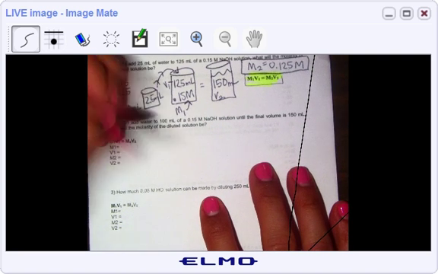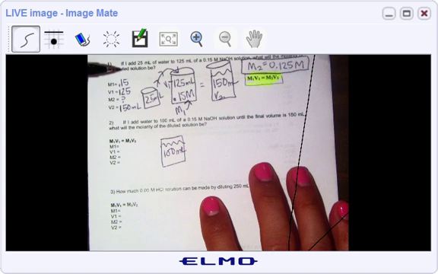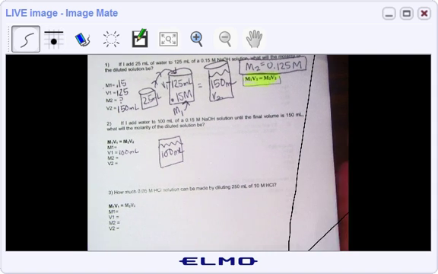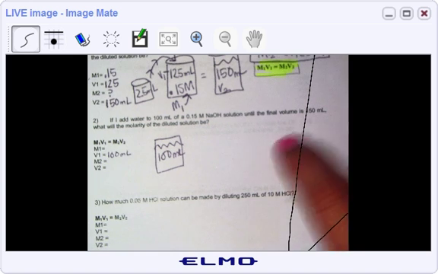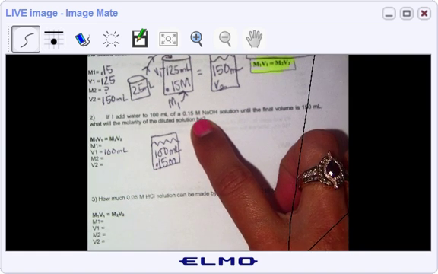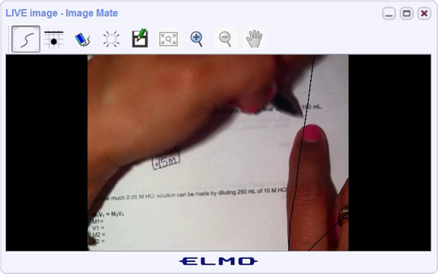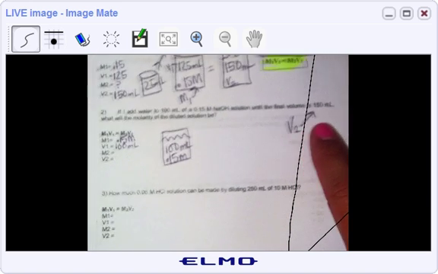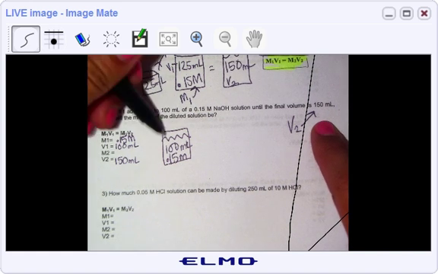Number 2, if I add water to 100 milliliters, is that 100 milliliters that they just gave us V1 or V2? It's going to be V1, okay? That's the first volume we start off with that we already have. It says, if I add water to this pre-existing 100 milliliters, and then here's the M1, this is the concentration it started at, so that's my M1, 0.15, until the final volume. It's nice here because they said that it was the final volume. So we don't have to add anything, we don't have to think about it any further. This is our second volume, the 150. What will the molarity of the diluted solution be?